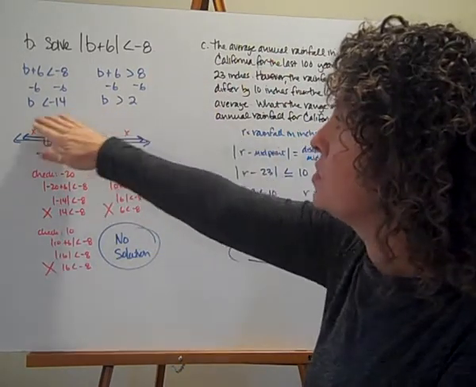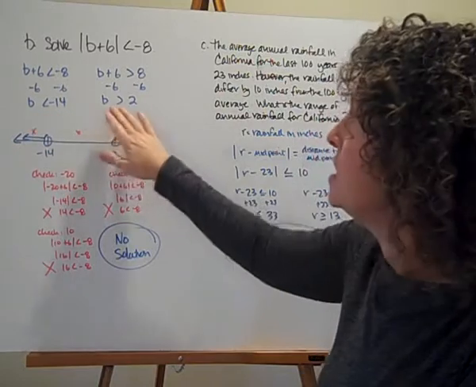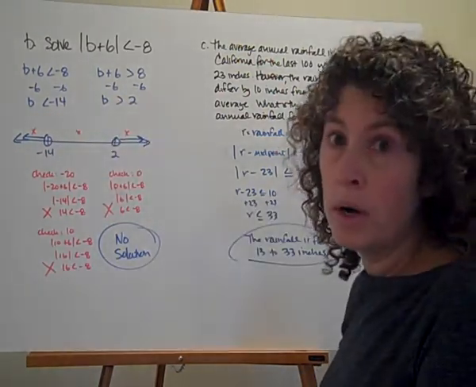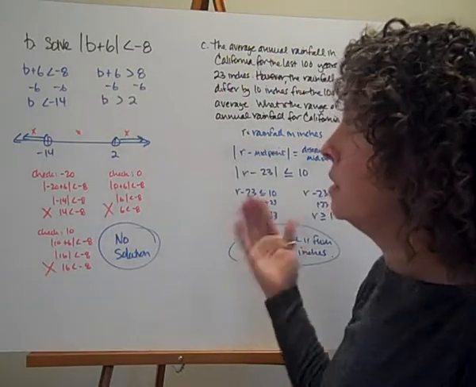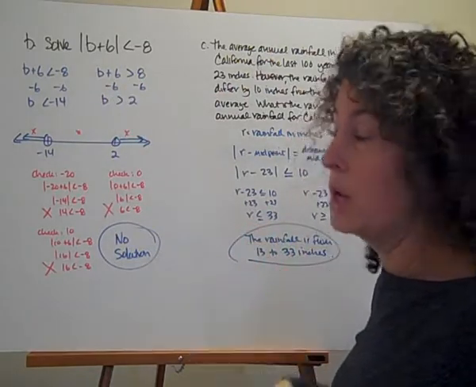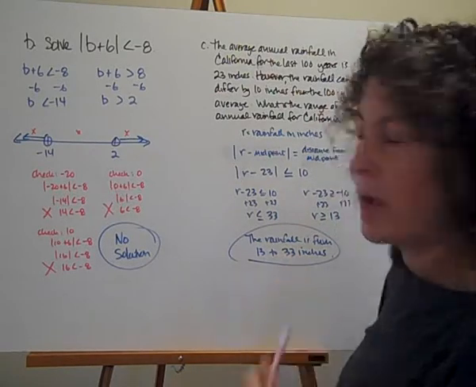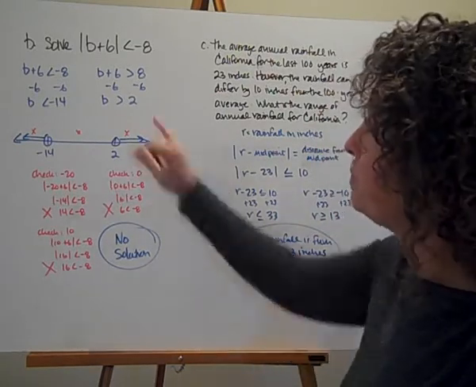I'm going to solve each of those two. I end up with b is less than negative 14. I also end up with b is greater than 2. Again, notice I haven't written and or here because I don't really know whether this is an and or an or yet. There is a pattern that we'll come across eventually, but for right now I just want you to look at how the pieces play out.